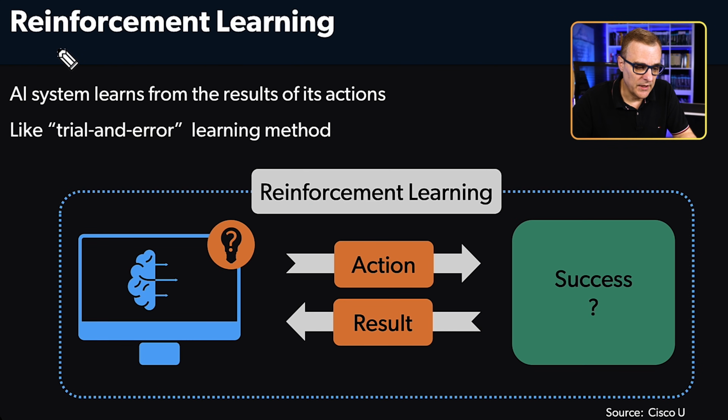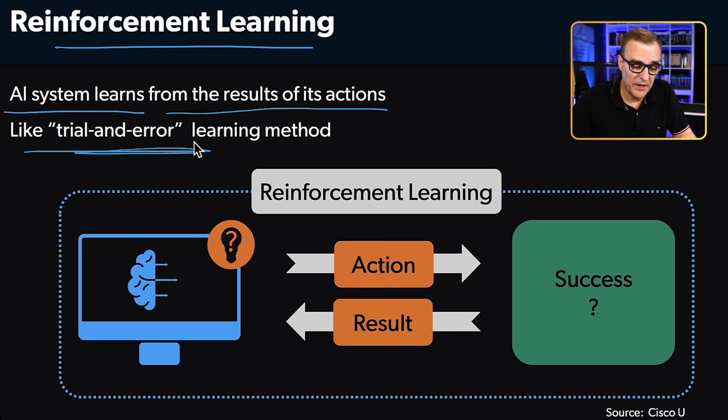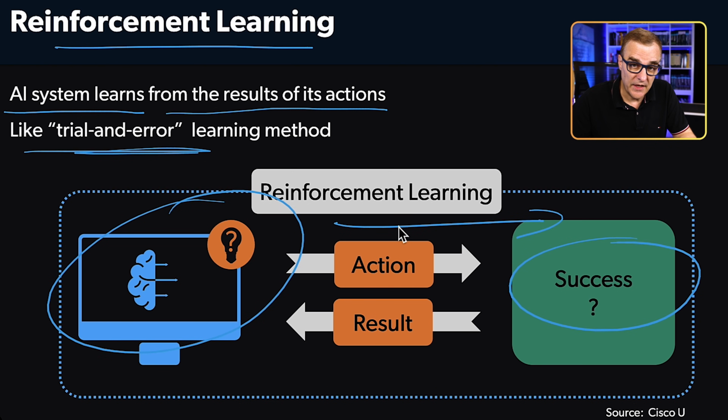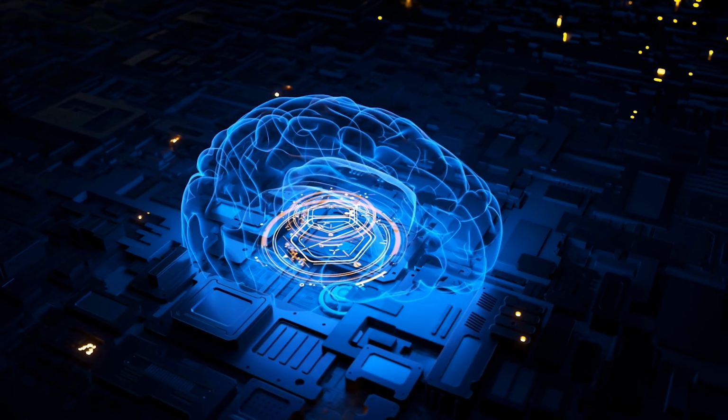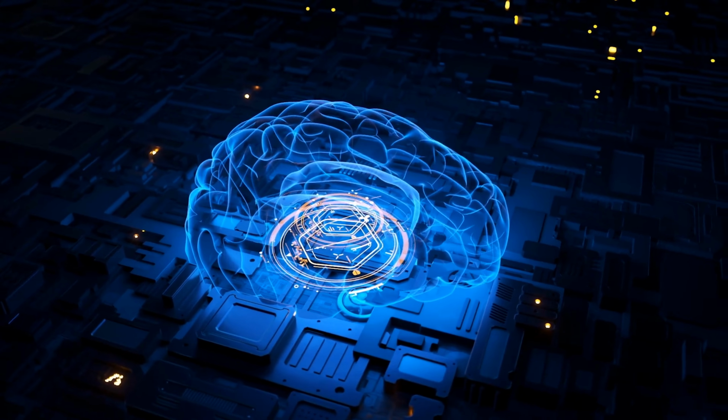Now, the third way of learning is reinforcement learning. In this example, AI systems will learn from the results of their actions. It's kind of like the trial and error learning method. So the machine does something. Was it a success? Yes or no? The result comes back, and the machine can learn from the results of its actions. So machine learning is a dynamic learning process where the AI systems learn from the consequences of their actions. You do this, you get this result.